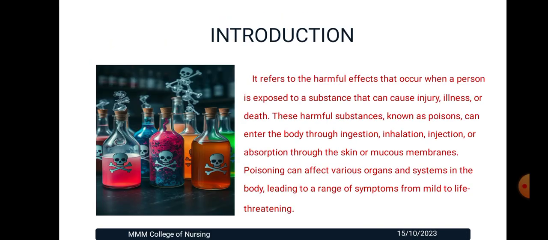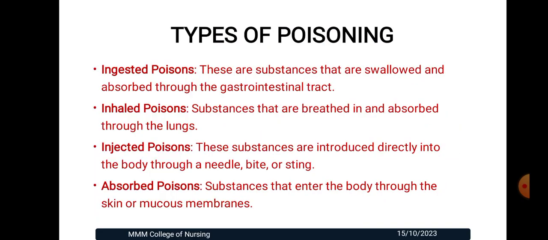Introduction: Poisoning refers to the harmful effects that occur when a person is exposed to substances that can cause injury, illness, or death. These harmful substances, known as poisons, can enter the body through ingestion, inhalation, injection, or absorption through the skin or mucous membranes. Poisoning can affect various organs or systems in the body, leading to a range of symptoms from mild to life threatening.